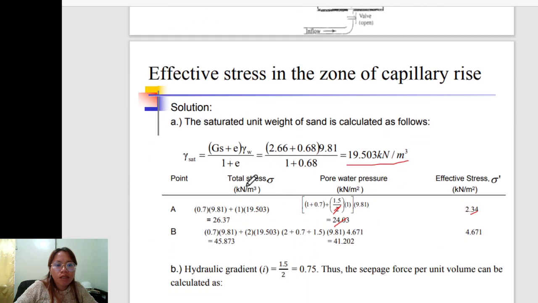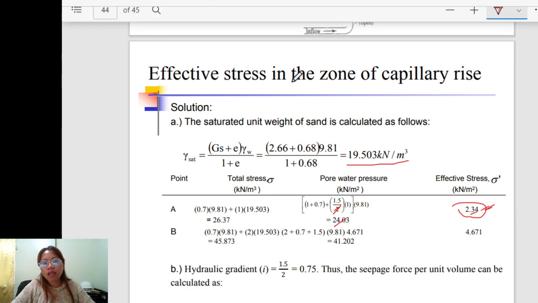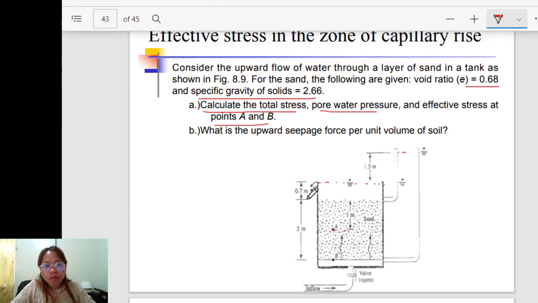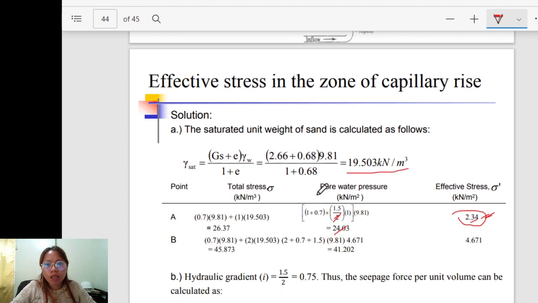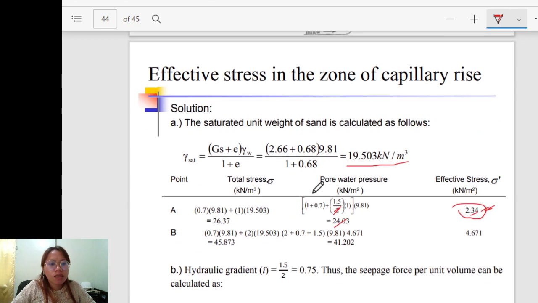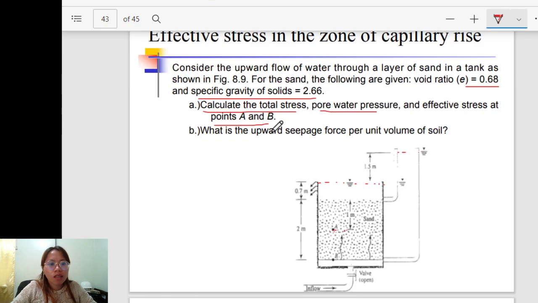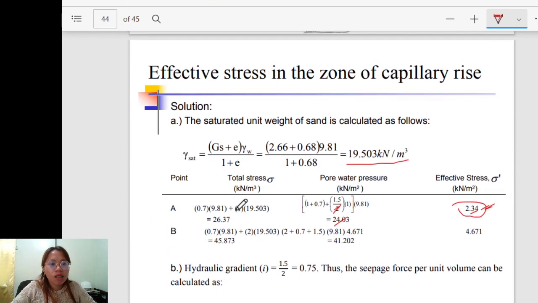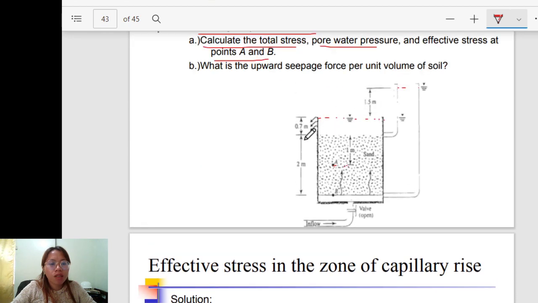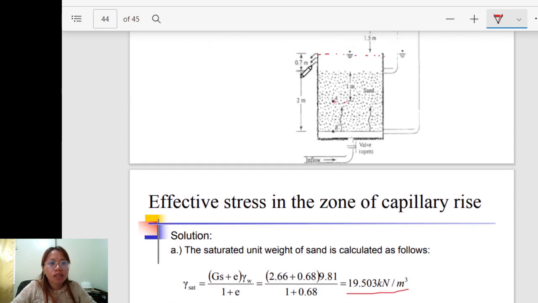Then, the effective stress is total stress minus the pore water pressure. Then, this will change. Kindly correct this by solving again the whole thing, and all of the examples in this lecture notes. Next is, what is the effective stress at point B? So for B, we have 0.7 times 9.81 plus 2 times 19.503.